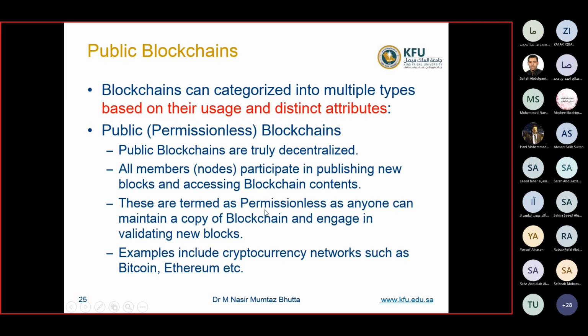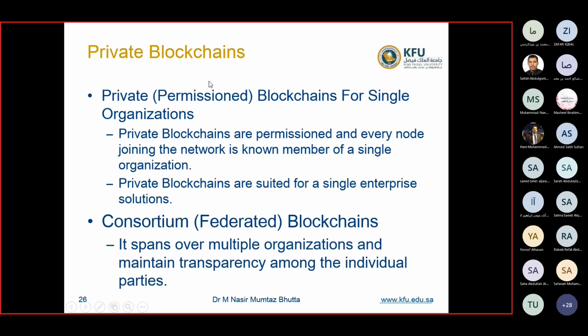They are termed permissionless because anyone can maintain a copy of the blockchain and engage in validating the blocks. Examples of public blockchains include cryptocurrency networks such as Bitcoin, Ethereum, etc. Because they are public, anyone can buy Bitcoin or Ethereum coin, join their network, and even participate in the mining process to earn incentives. So this is the public blockchain, but we also have private blockchains.